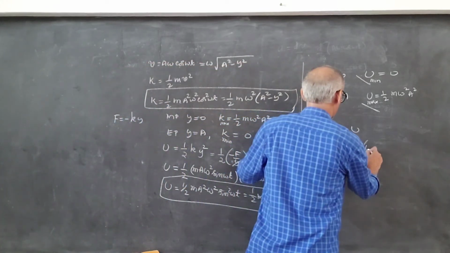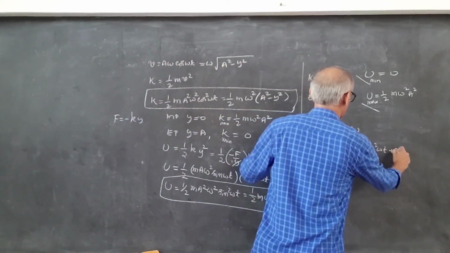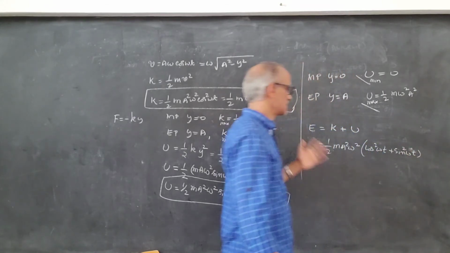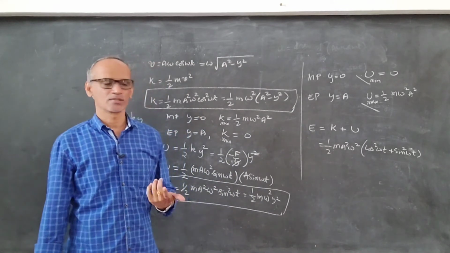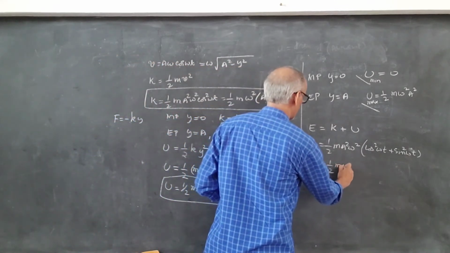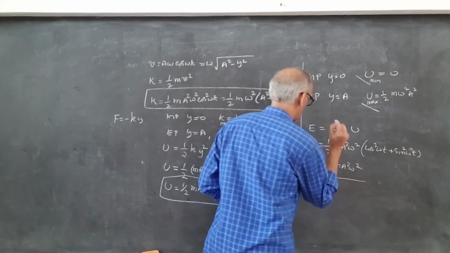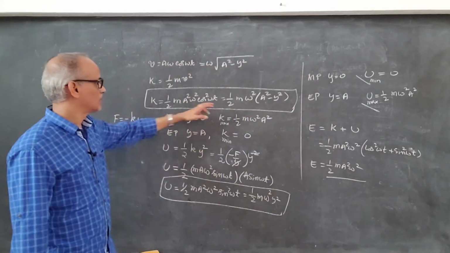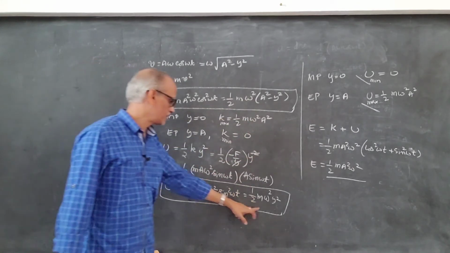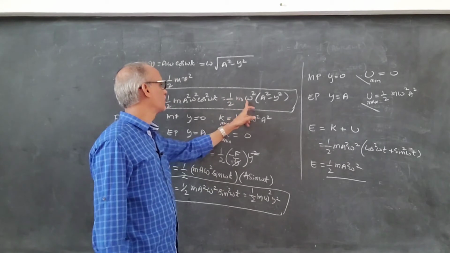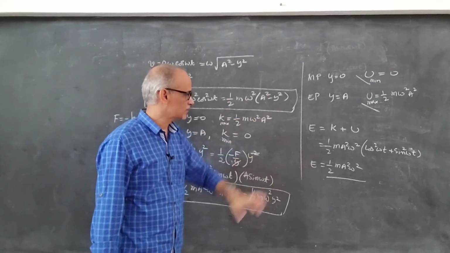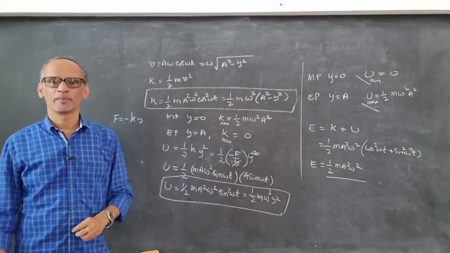You will get cos square omega t plus sin square omega t. So, that is nothing but cos square x plus sin square x, which is equal to 1. So, therefore, the total energy is always constant, which is half m a square omega square. Even if you add these two equations, half m omega square y square and then half m omega square minus y square, they will get cancelled, and you will get the total energy as half m a square omega square only.